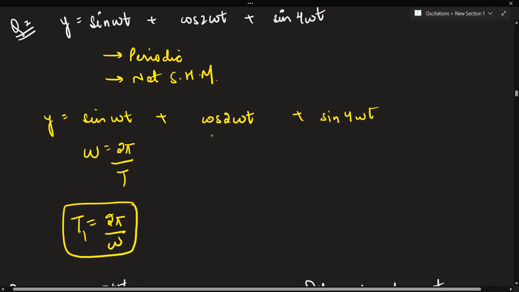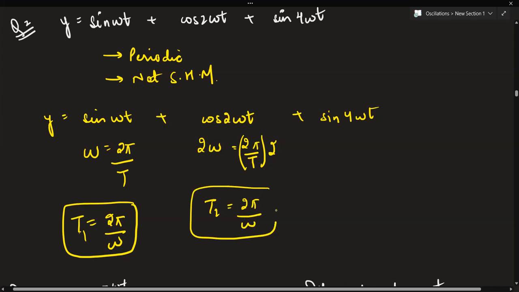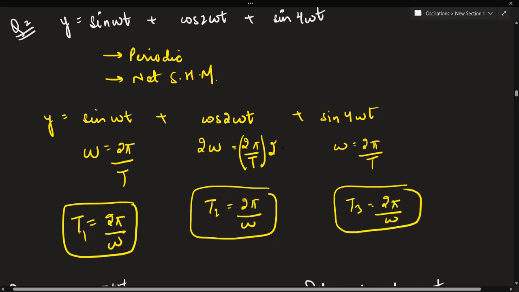Now see, if we take it for this 2 omega, it is equal to 2 pi divided by T2 times. If it's 2 omega over here, you will write it as 2 omega over here also. But here also the time period will come out to be 2 pi divided by omega only. For T3, that is omega is equal to 2 pi by T. Here also T3 will come out to be 2 pi divided by omega. So we say the time period of the system is T only.